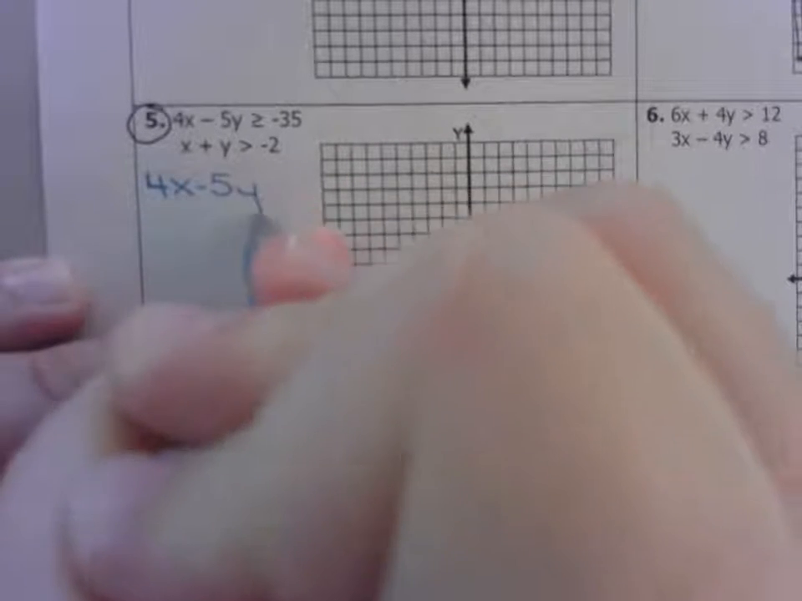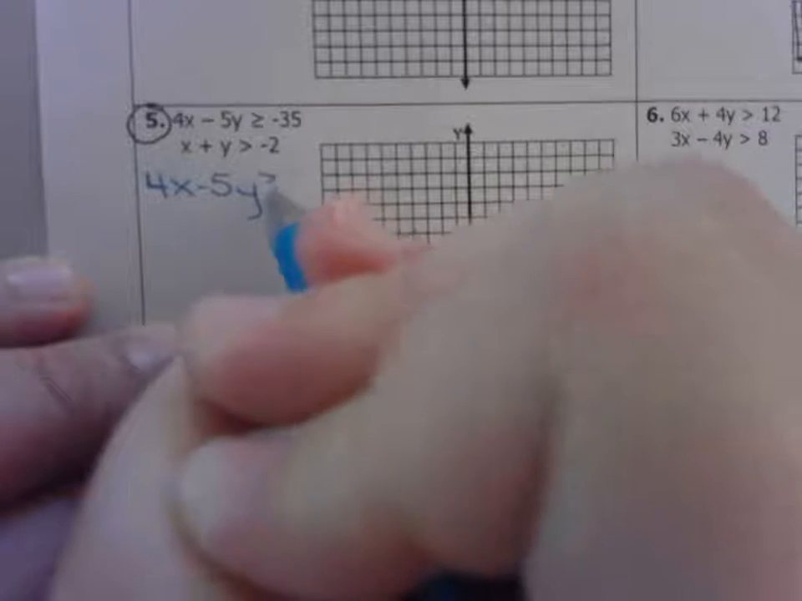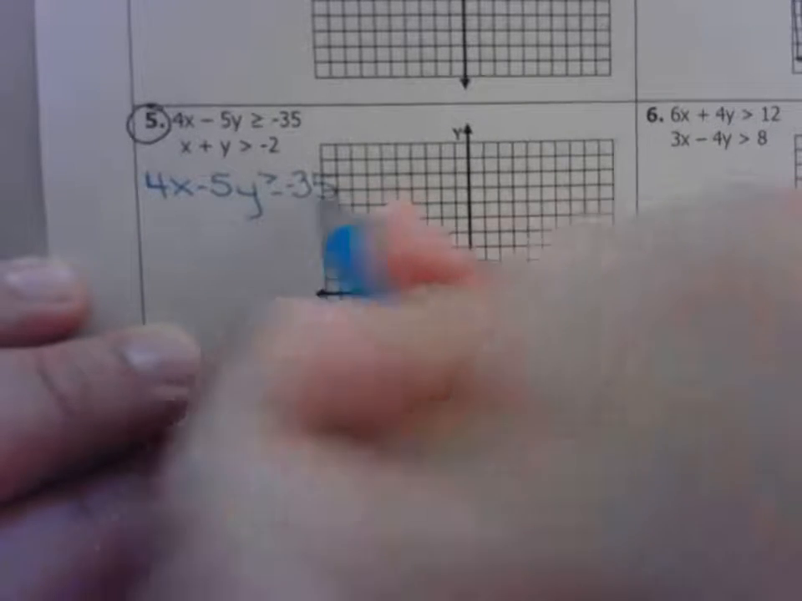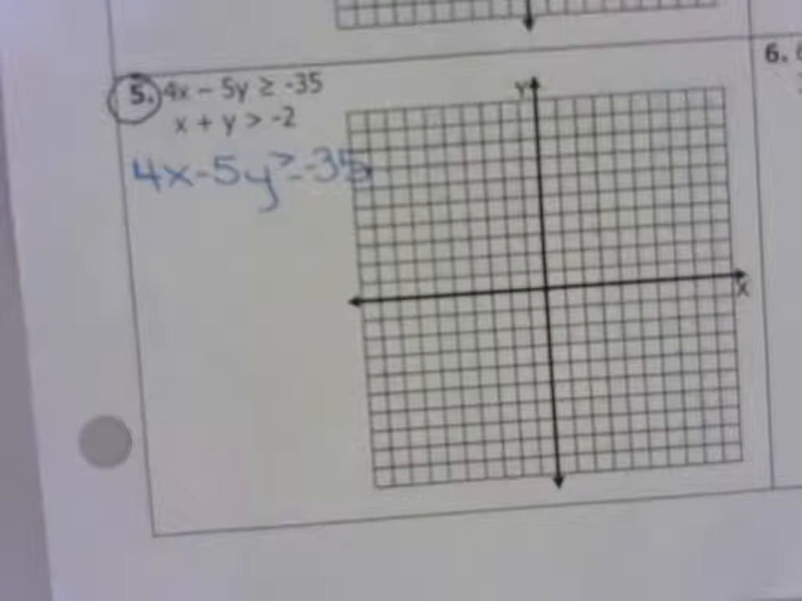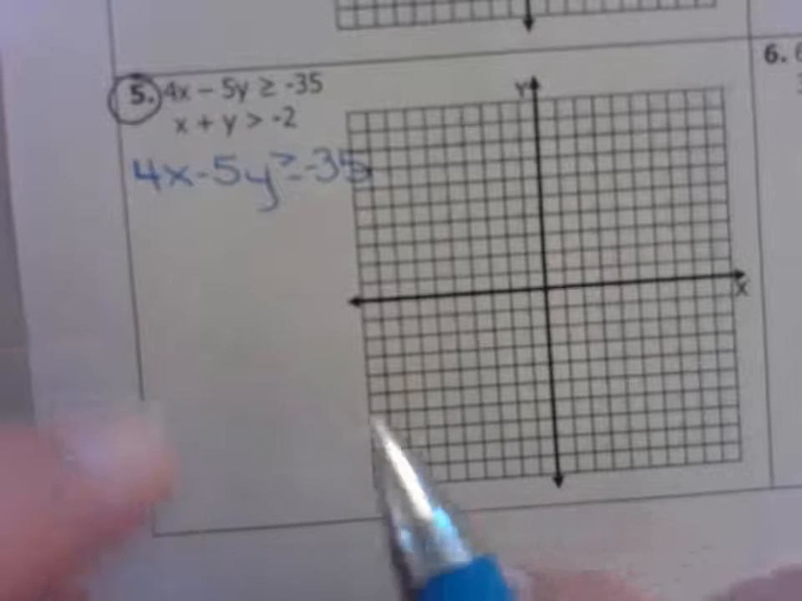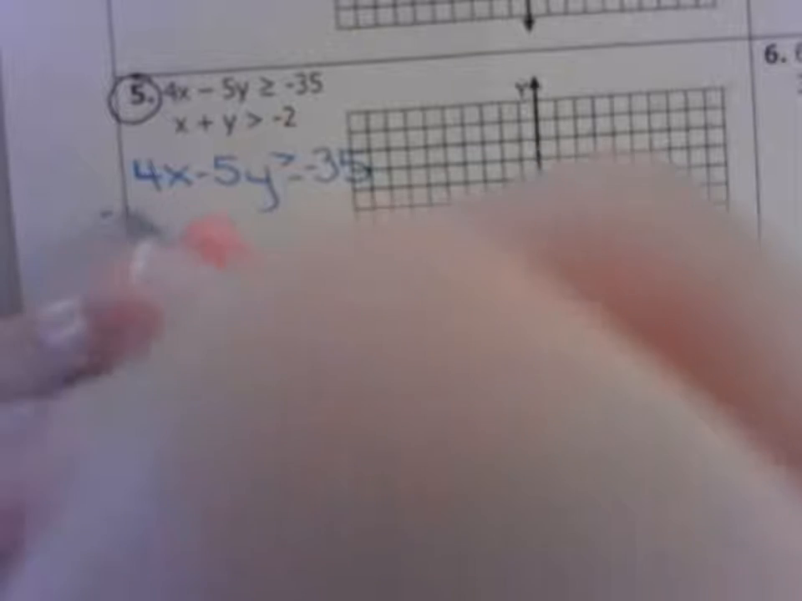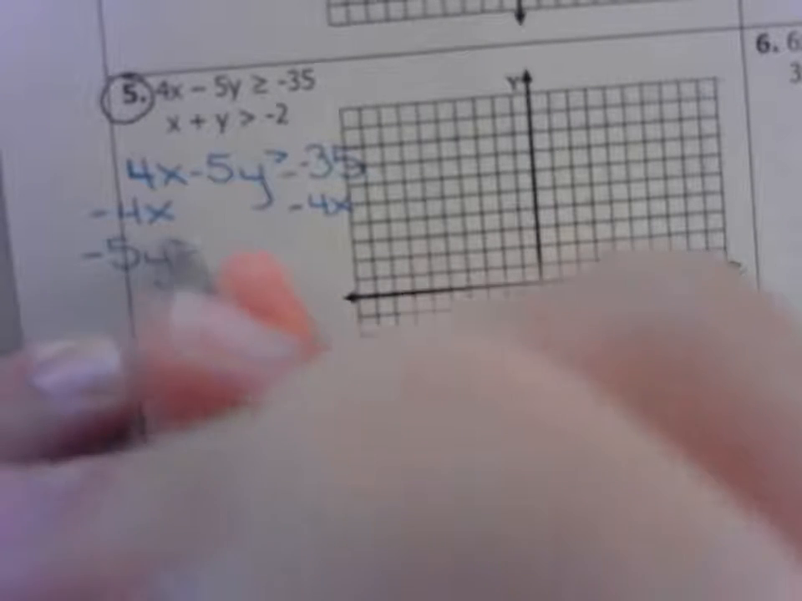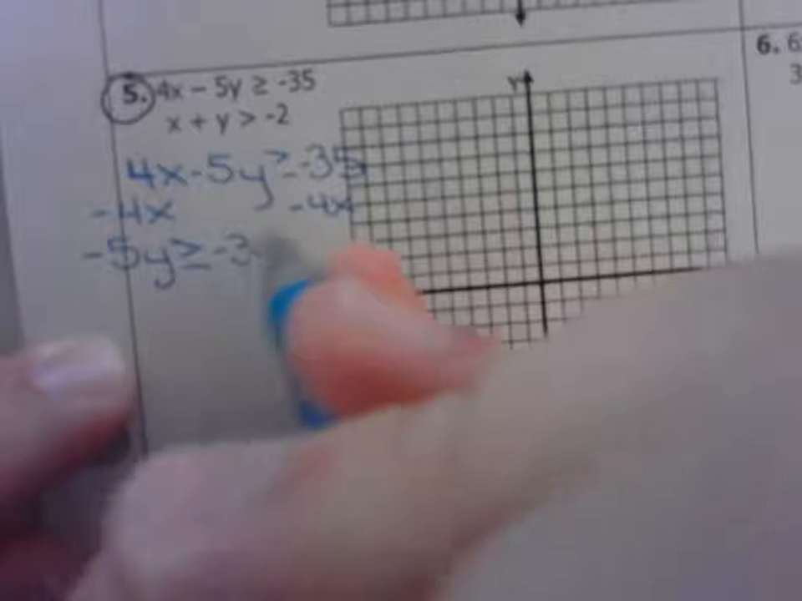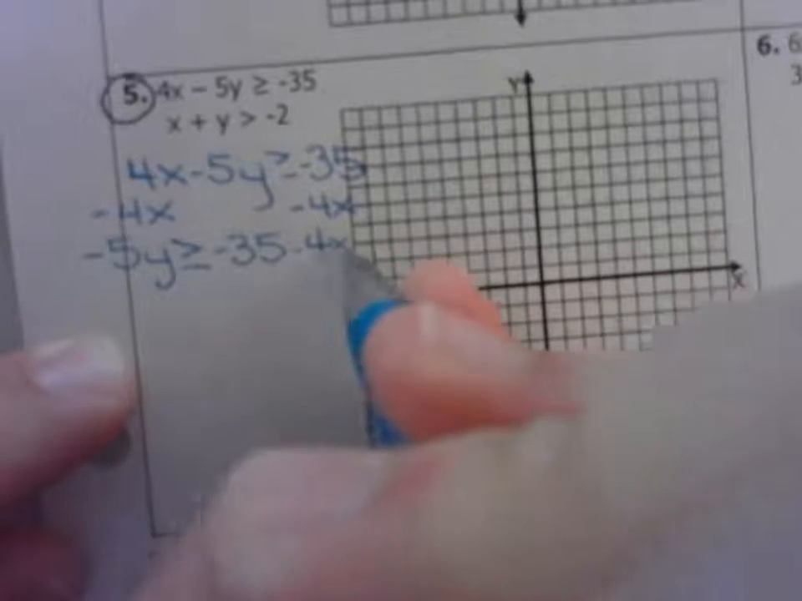Okay. So let's go ahead and graph this. We have my first inequality. We're looking at 5. 4x minus 5y is greater than or equal to negative 35. So you're going to graph each one. They're both in standard form, so for each one you're going to have to solve for y, which is nothing new. We've done it a lot. What do I do first? Minus 4x. So negative 5y is greater than or equal to negative 35 minus 4x.